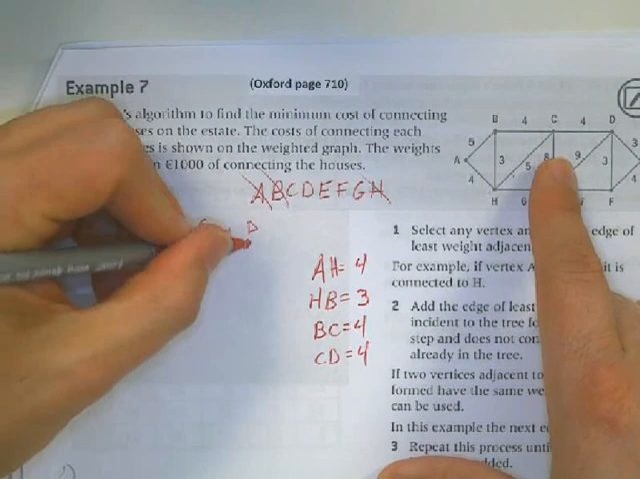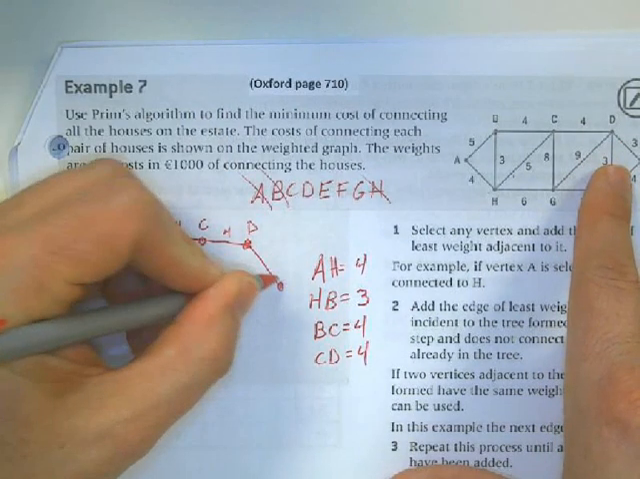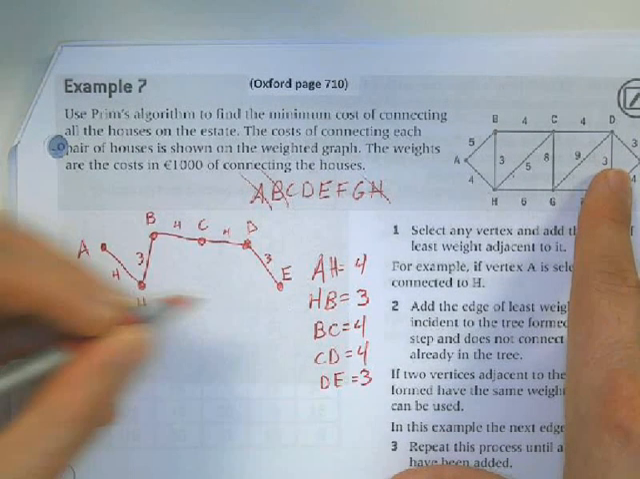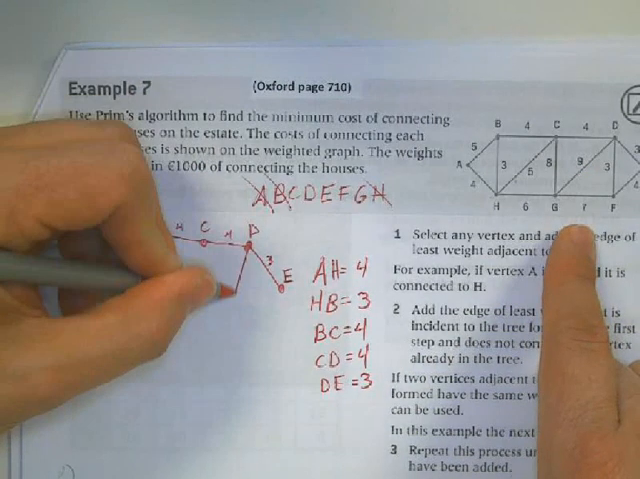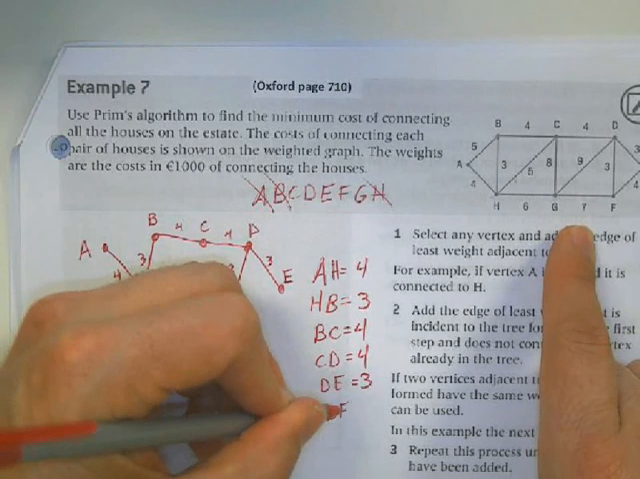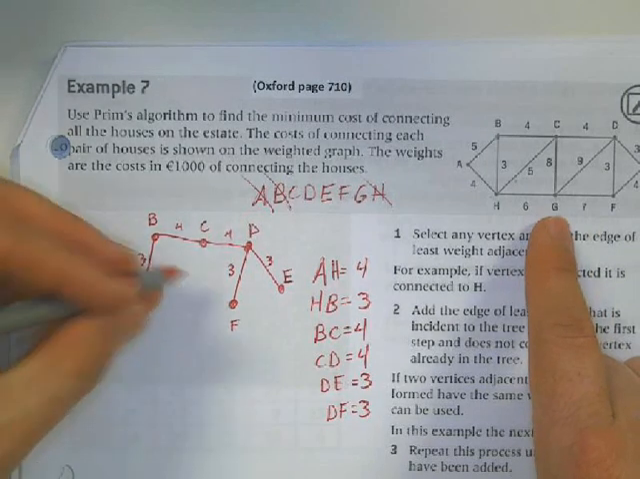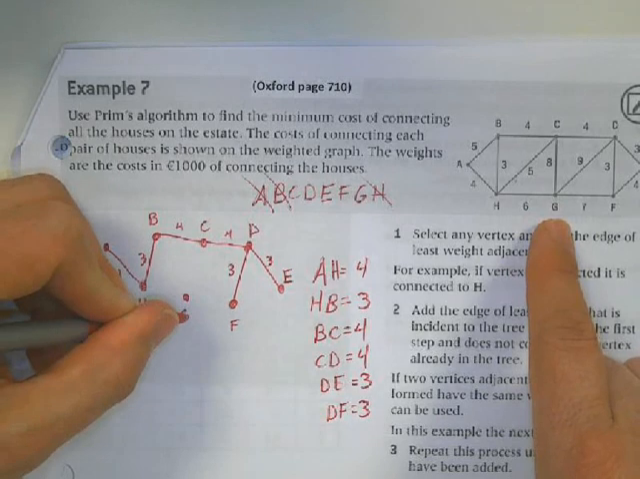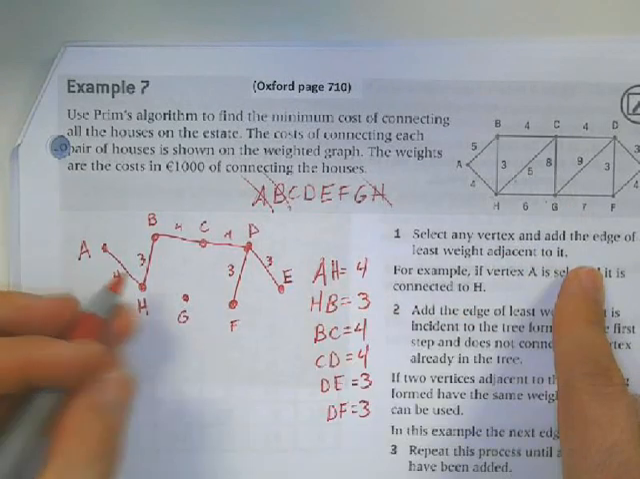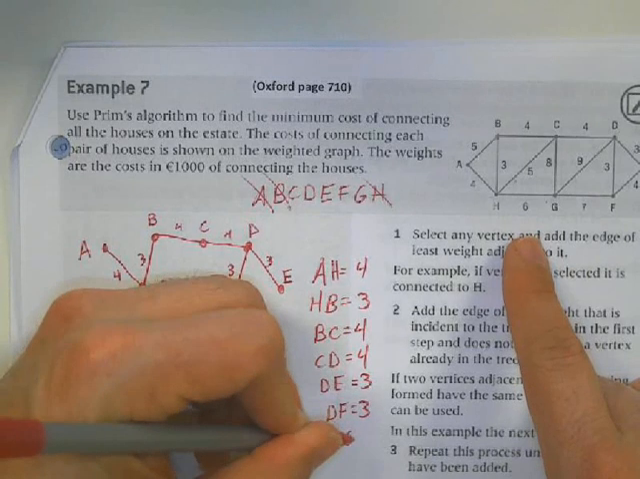And then from there, the shortest length, I would call it D to E. That has a length of 3. And then also from D to F, that has a length of 3. And what's left? We need to connect G somehow. I look here, 6, 8, 9, 7. So the easiest, shortest route is 6, from H to G equals 6.